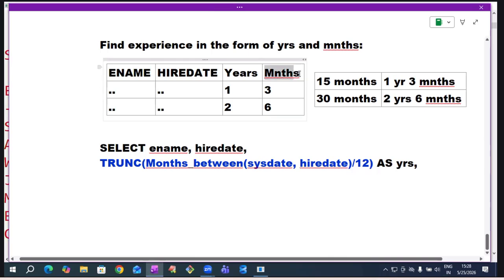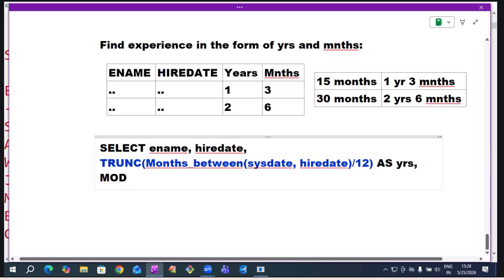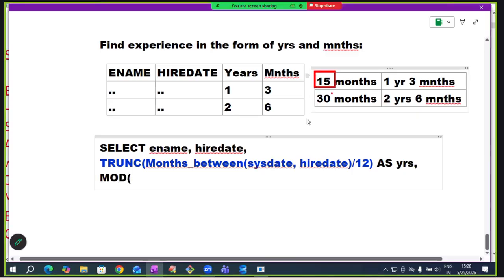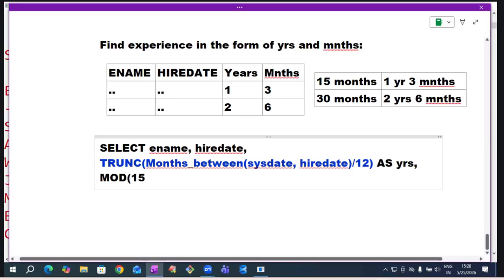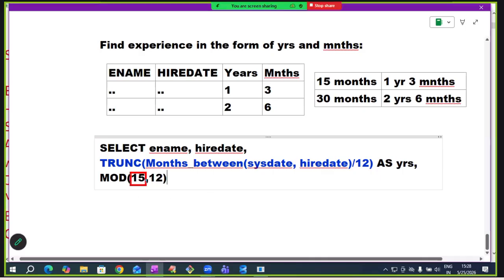Next, above months we want to get now. So to get above months, mod of. Suppose employee has 15 months experience. 15 months experience, divide with 12. Mod of 15 comma 12 means we get 3. 3 we get. Suppose employee is having 30 months experience, mod of 30 comma 12, we get 6 like this. Above months I want to get here.